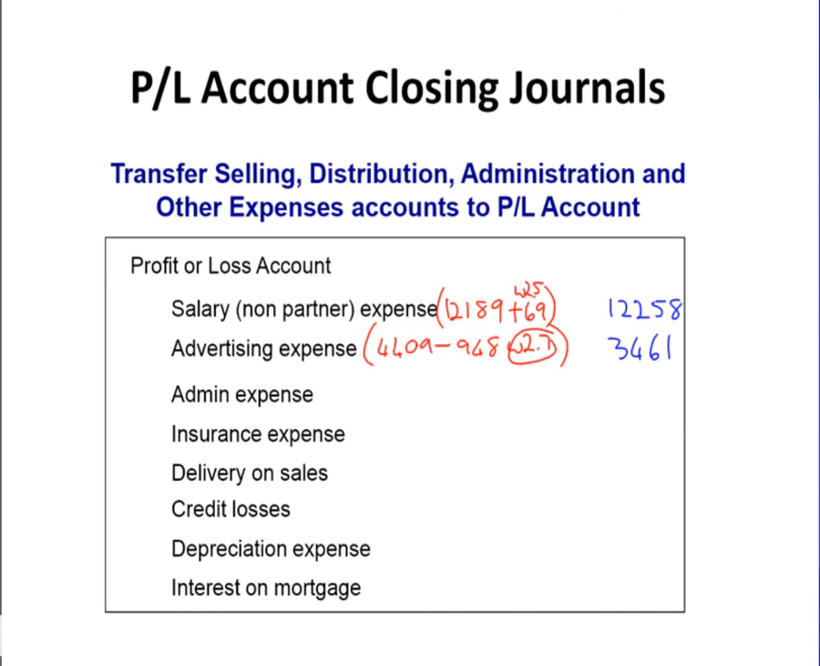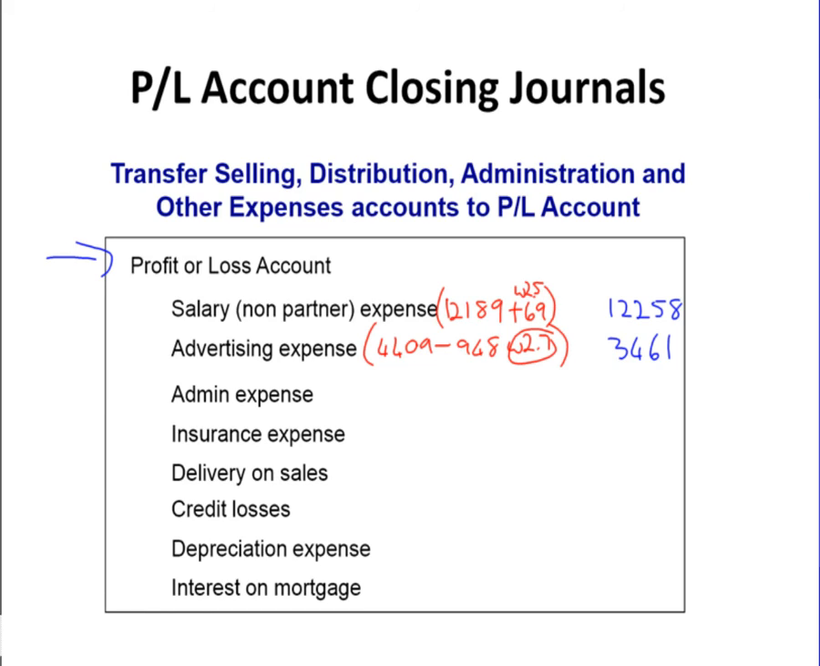And that leaves me with 3461. Remember, I'm crediting these expenses because they were originally debited in their accounts. I'm clearing them out. So I'm taking salaries back to zero at year end, advertising expense back to zero by crediting it. And it's all going to land up in the profit or loss account.